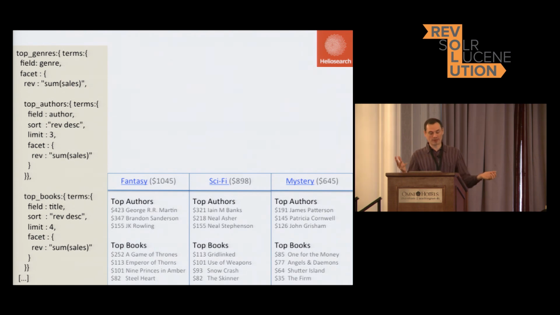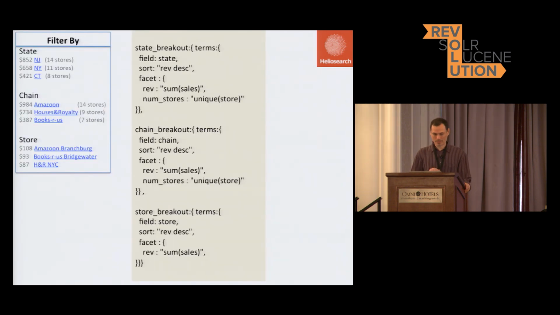And then, for books, the same thing. It's a terms facet on the title field, ask for revenue, sort by descending. And then the filters, essentially the same thing for the state filter. We're retrieving 2 numbers here. So we're asking for revenue, of course, but we're also asking for the number of stores in each state.